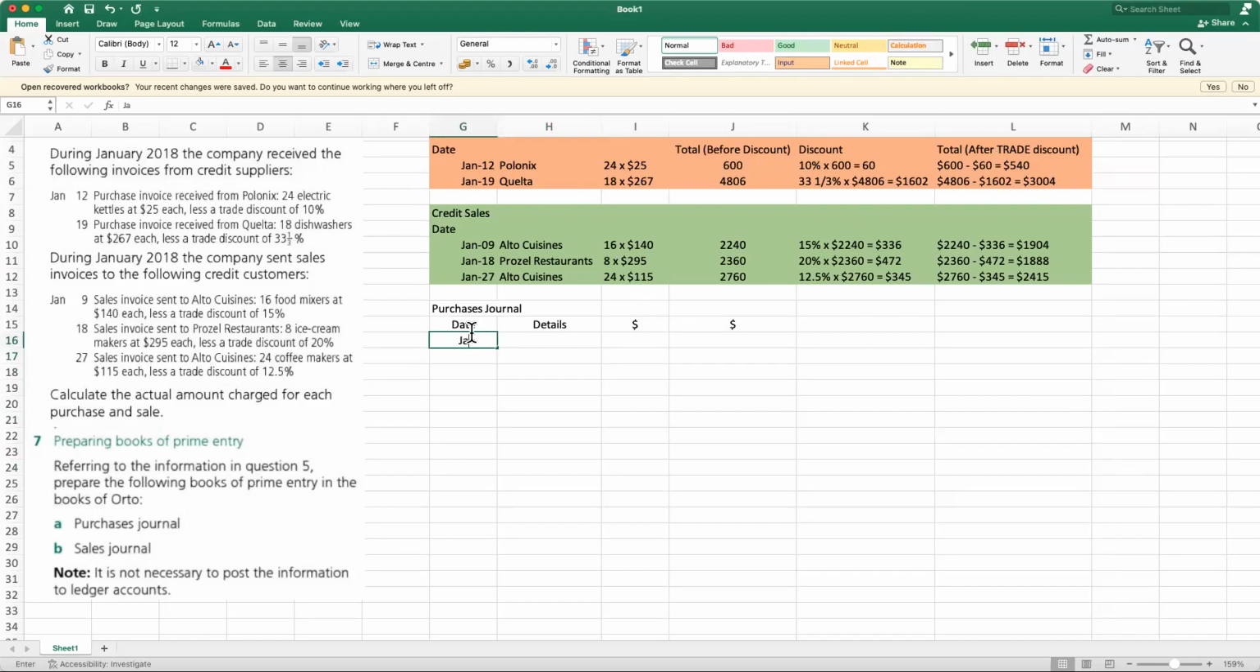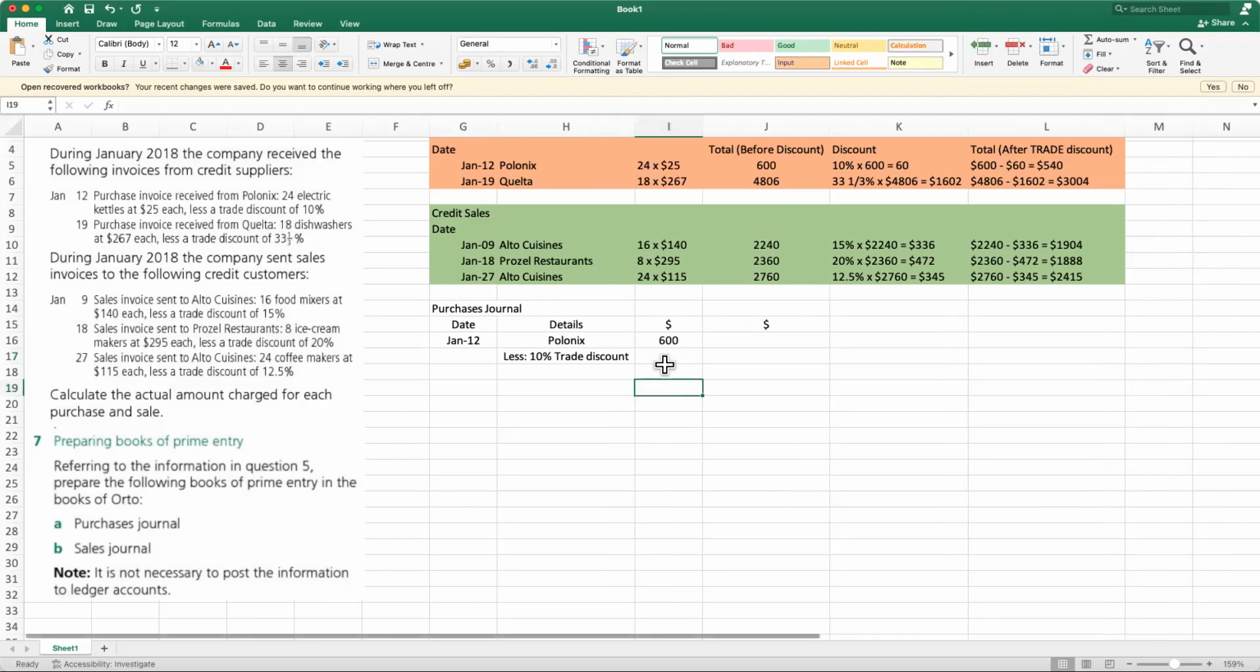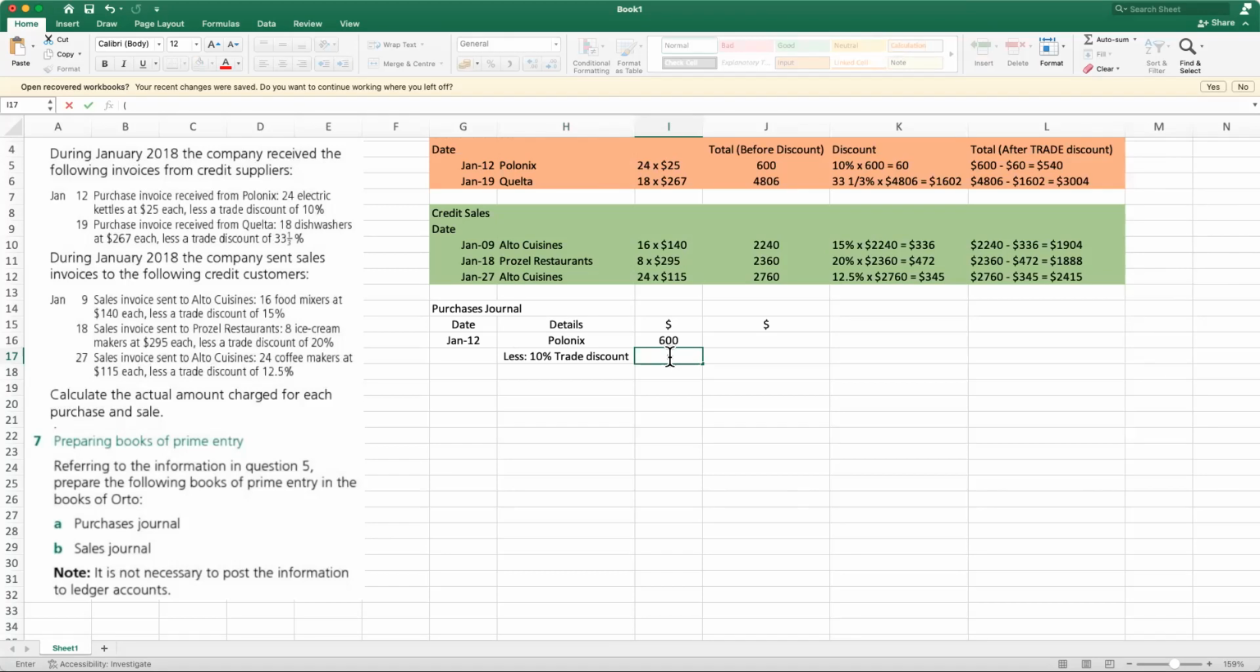So on the first day, it will be January 12. Details will be the name of the person that you bought from, Polonix. And then the amount that you have to write. You have to write the amount before discount first. And then you write less how many percent of the discount, which is 10% trade discount. And then you write the amount in brackets. So here you're going to write it inside brackets as 60, because 10% of 600 is 60. I'm not going to write negative though.